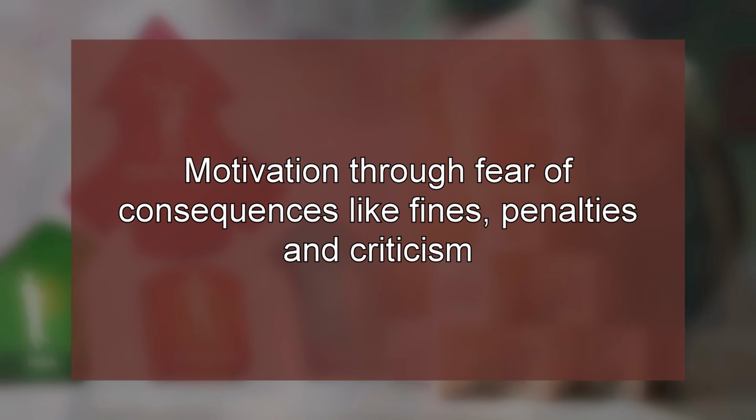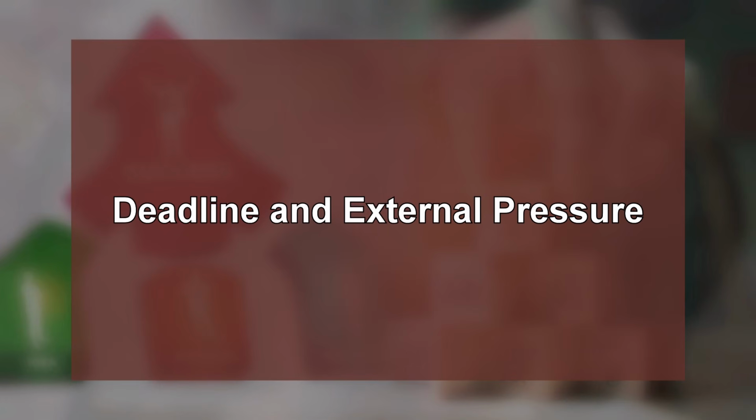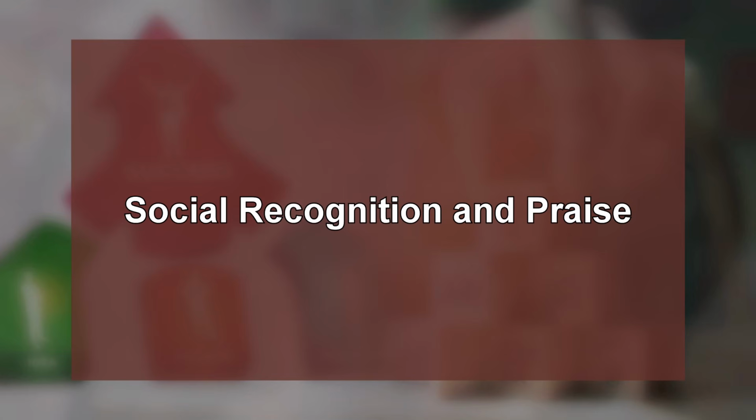These include money, bonuses, prizes, and increased short-term effort. Overuse of them lowers intrinsic motivation. Next is punishments and threats. Motivation through fear of consequences like fines, penalties, and criticism. It can also lead to stress, resentment, or avoidance. Next is deadline or external pressure. It includes time constraints. For example, a writer finishes a book before the publisher's deadline. Next is social recognition and praise.